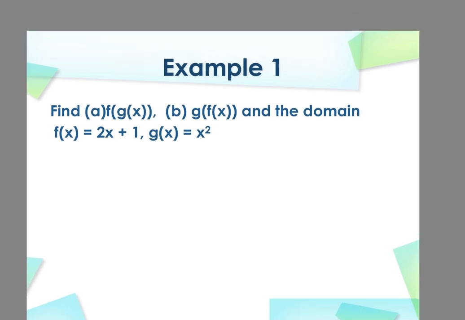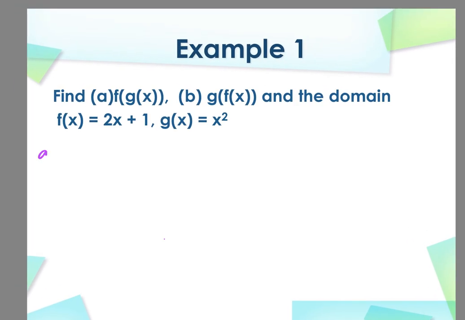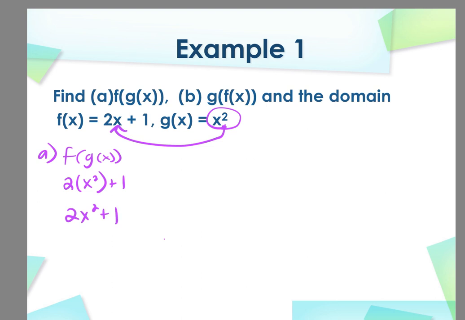So we're going to start with f of g of x, which means we take the g and we plug it into the x of the f of x. So this would be 2 times (x squared plus 1), or 2x squared plus 2. Questions?